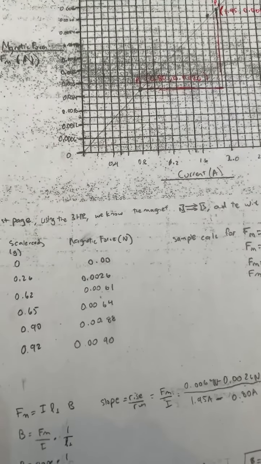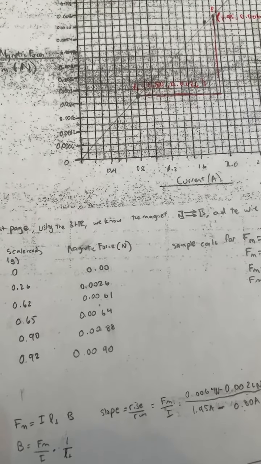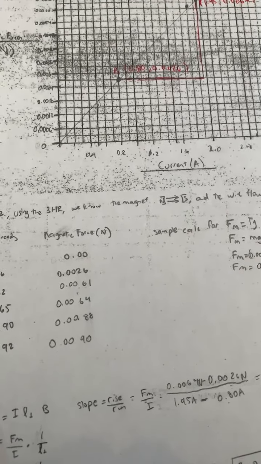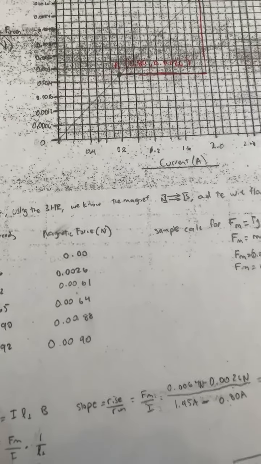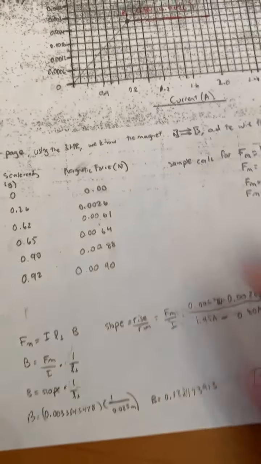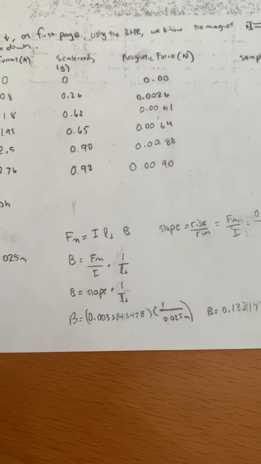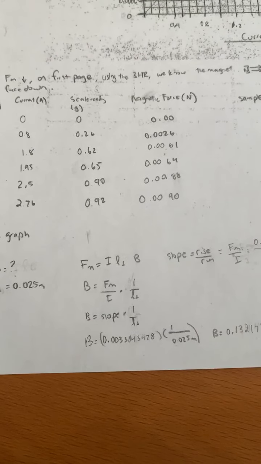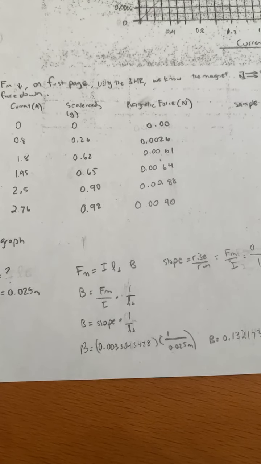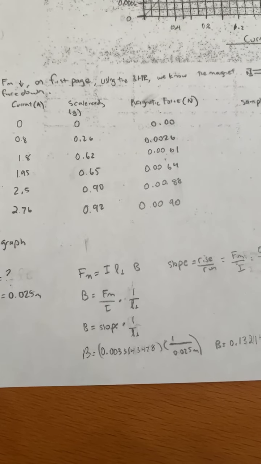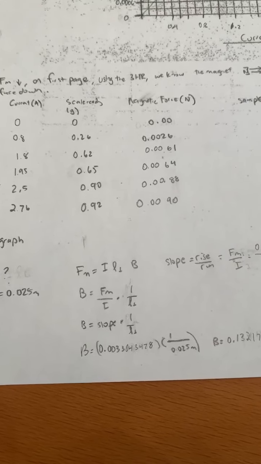And what this does for us is when we rearrange the formula, because we're looking for the strength of the magnetic field produced by the horseshoe magnet, so B. So we know FM is equal to I, which is current, times L times B, L being the length of the wire, and L being 0.025 meters.